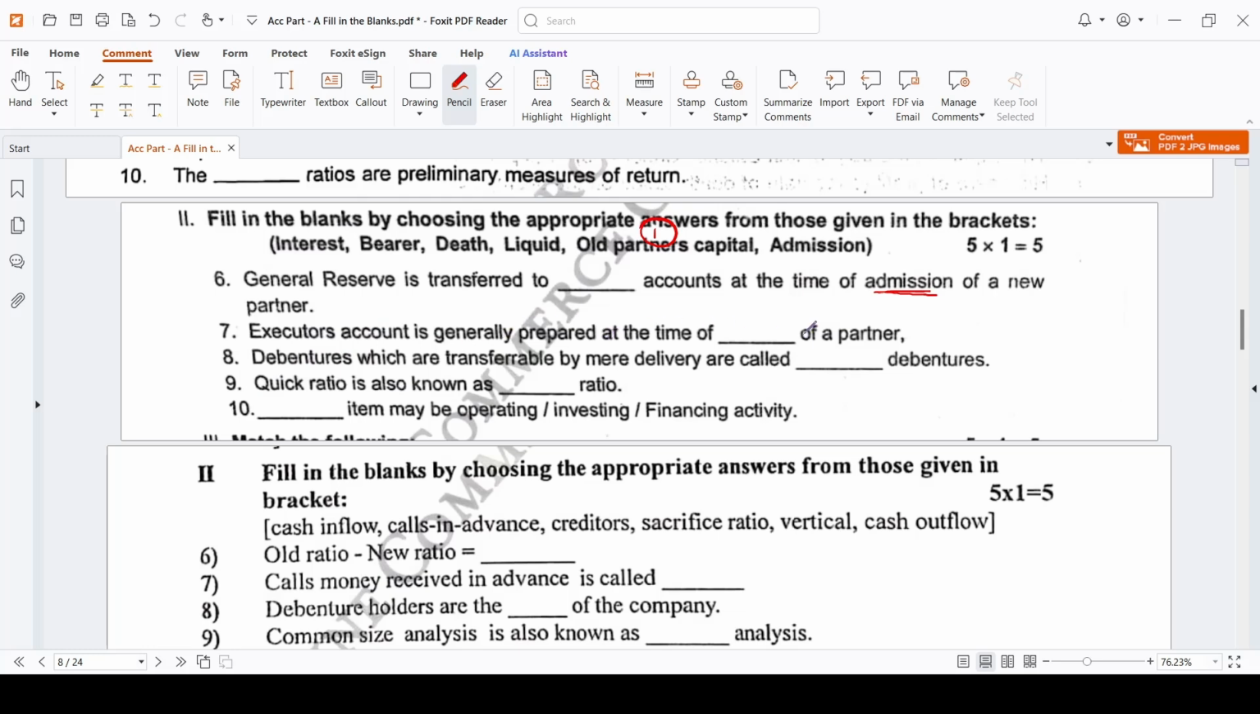Executor's account is generally prepared at the time of death of a partner. Debentures which are transferable by mere delivery are called bearer debentures. Quick ratio is also known as liquid ratio. Dash item may be operating, investing or financing. Interest which does not belong is admission.